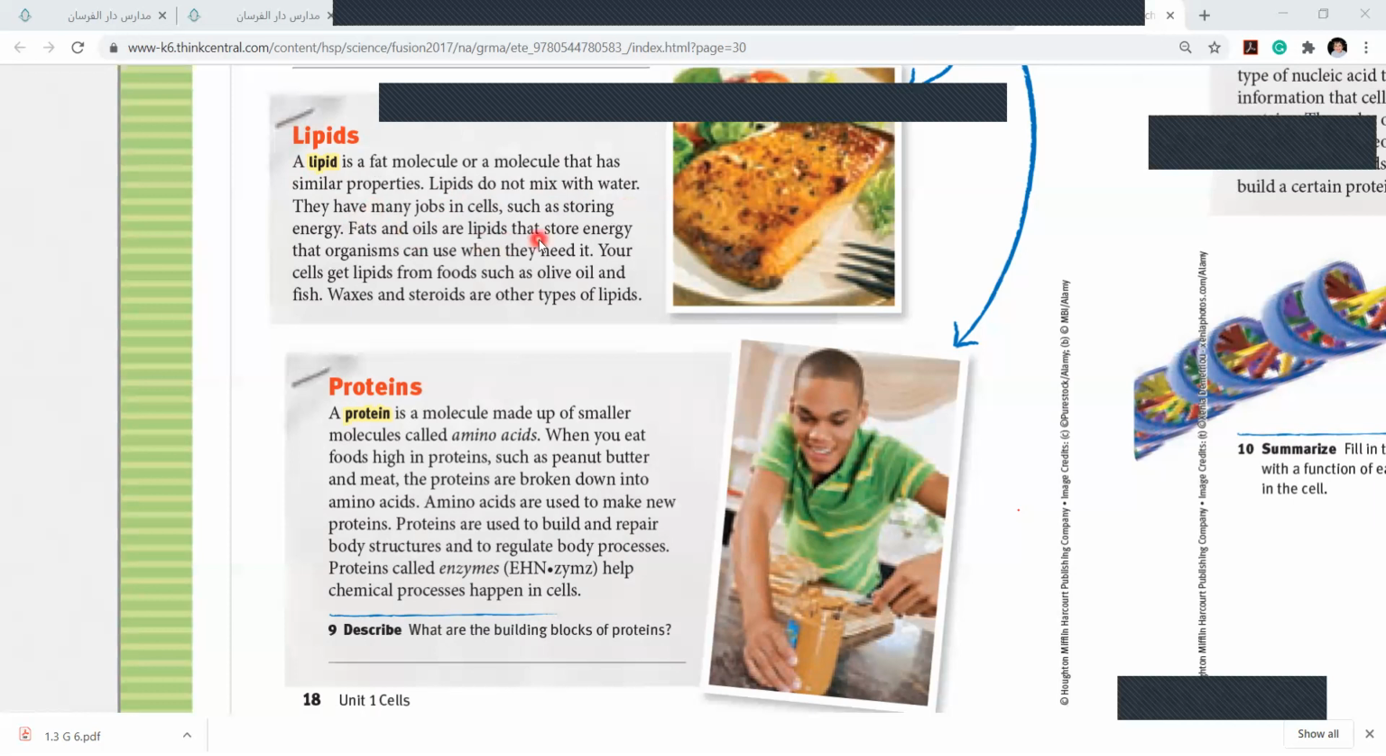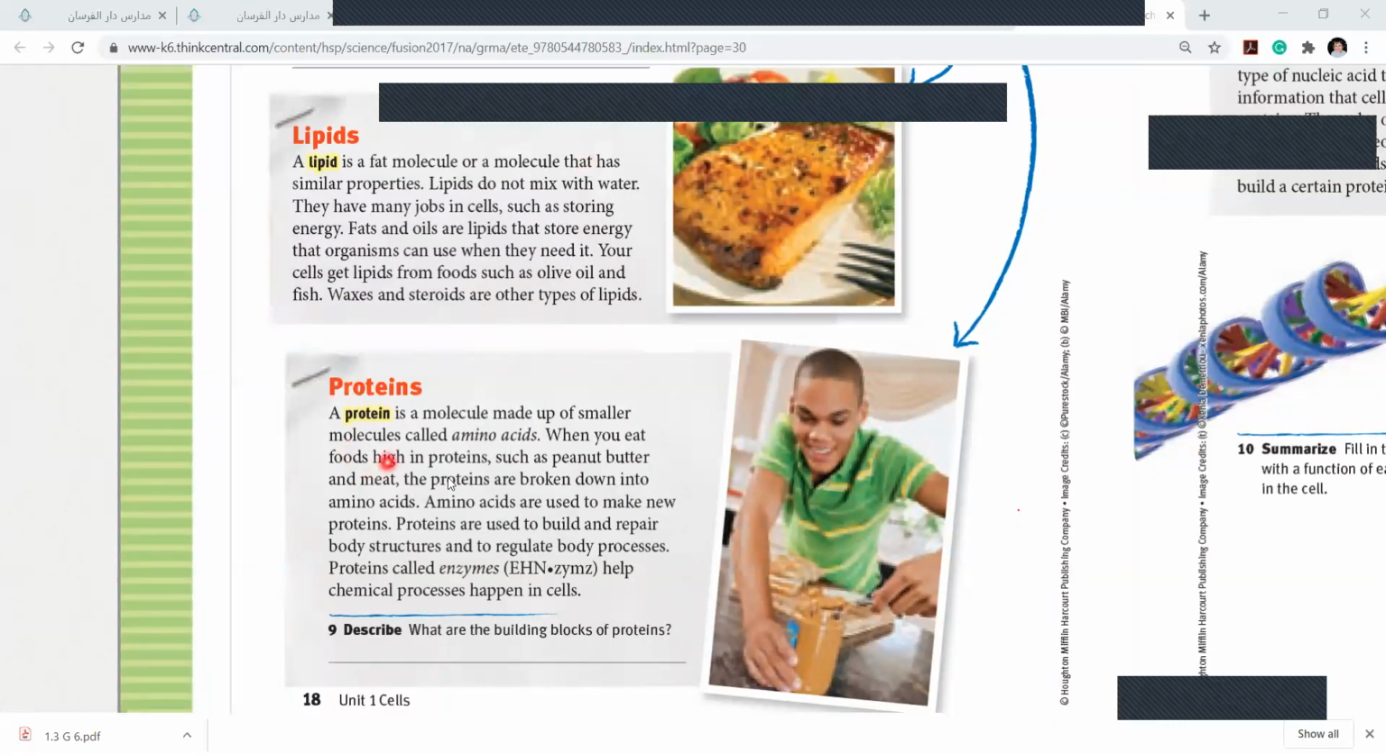They have many jobs in the cell, such as storing energy. Fats and oils are lipids that store energy that organisms can use when they need it. Your cells get lipids from foods such as olive oil and fish. Waxes and steroids are different types of lipids. Girls, you don't need to know much. Just know their job. What did I say before? Yes, store energy, correct. Their job is to store energy.